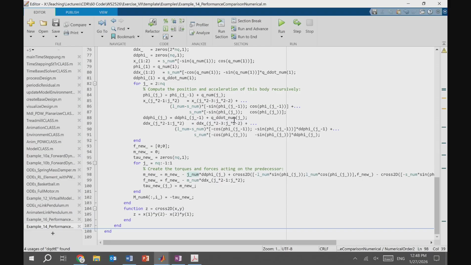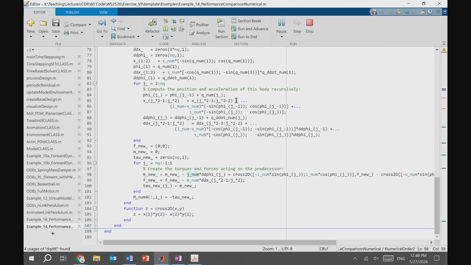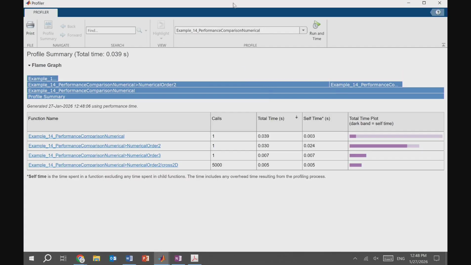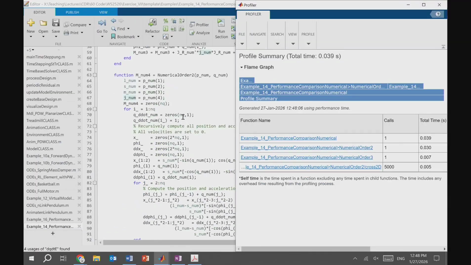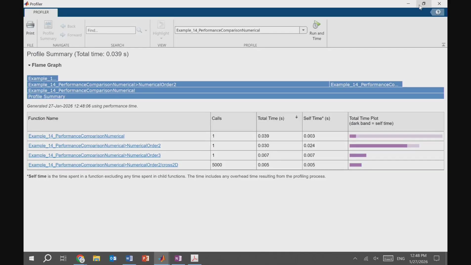Questions? Let's run it. Run the timing. And the question, of course, that I want to answer is which algorithm is better. And we start with an NQ of 50. And maybe I'll make a little list here.